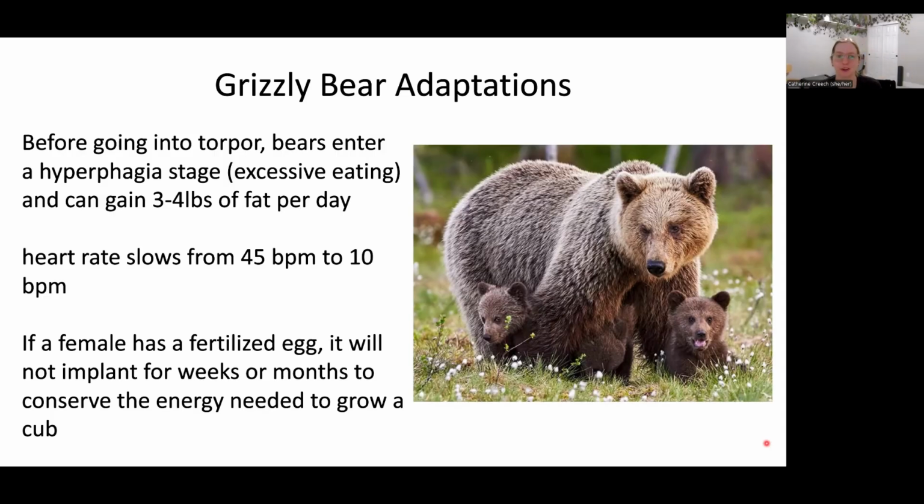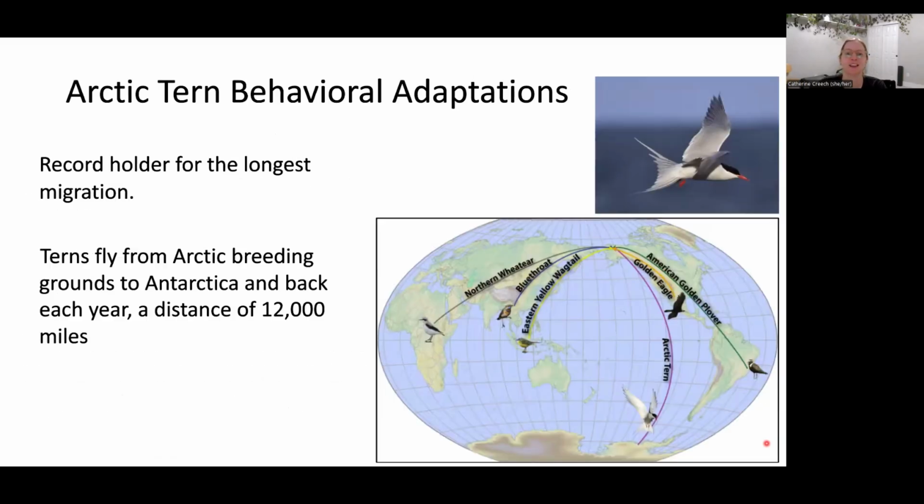While it's in torpor, its heart slows from 45 beats per minute to about 10. What's really cool is if a female bear has a fertilized egg before she goes into torpor, she can't gestate that baby and survive the winter. So she'll put that fertilized egg on hold and it will not implant. And then in the spring, when she comes out of torpor, it will implant and then she will gestate that baby. So she can pause her pregnancy to survive the winter, or for the embryo to survive the winter.